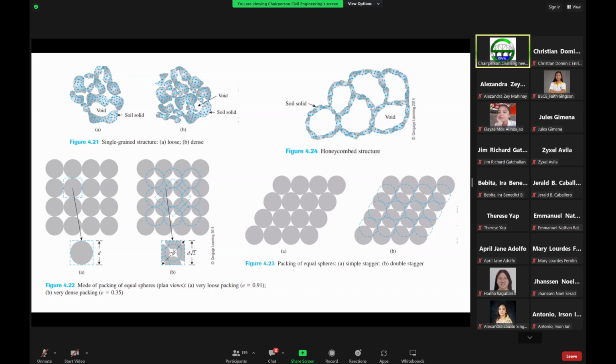So in a very loose packing, this one is A. Just try to imagine that here you have two layers of equal spheres. The one you're seeing here is the first layer, and then there is another layer on top of each particle, exactly on the same location. If that is the arrangement, then you have a very loose packing. In that case, you have a void ratio equal to 0.91.